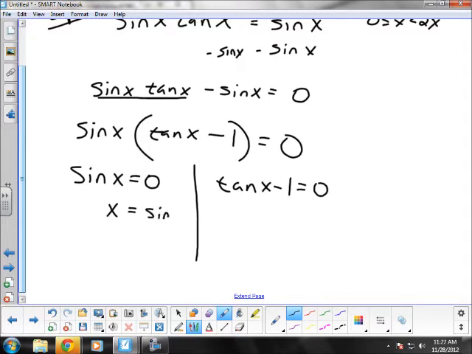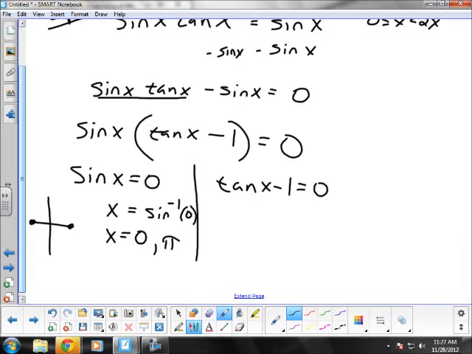Because this says that I want x's that give me an arc sine value of 0. Well, remember the sine is y, right? So here and here on the unit circle, that's where y is 0. So 0 and pi are my two solutions for that one. This is the angle of 0 and this is the angle of pi.